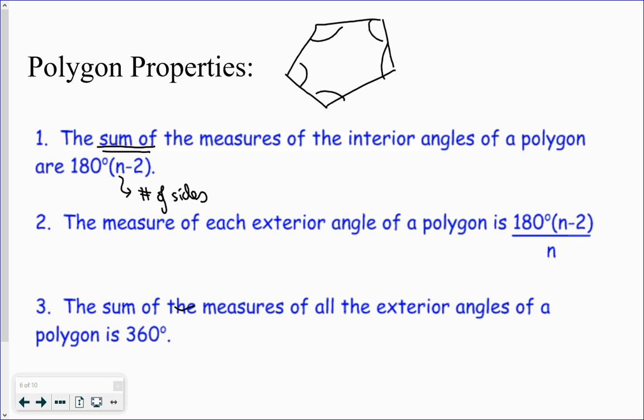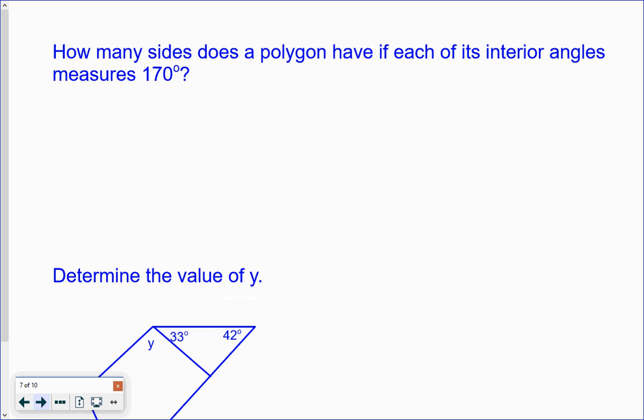Now, if I wanted to find the measure of each one of those corners, I would go 180 times n minus 2, but then I would divide my answer by n. Now, the last one is the exterior angles formula. That just says that if you add up all the exterior angles of a polygon, it would add up to 360. We don't really ever use this one too much, so we're not going to spend really any time on that. So let's go on to look at these 2 questions.